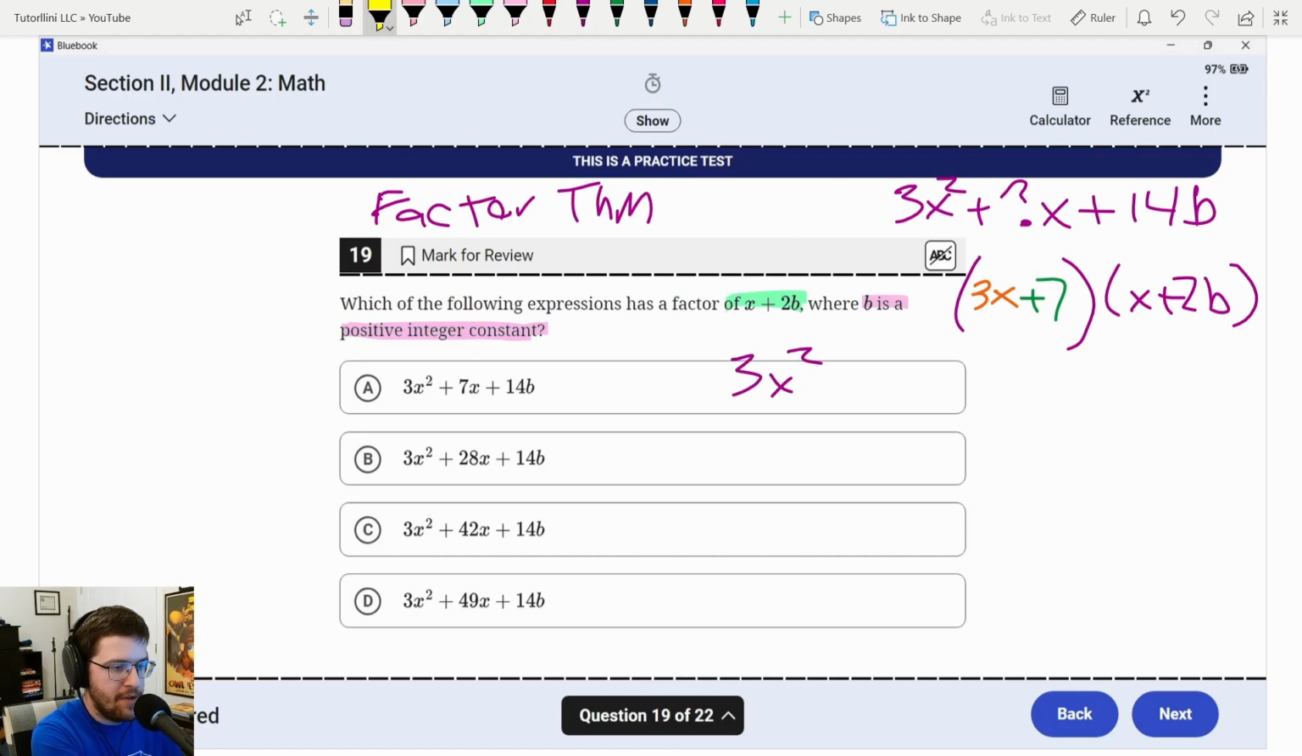And then outer is 3x times 2b, that's 6bx, so plus 6bx. Then we'll do inner plus 7 times x, so that's 7x. And then last, that is 7 times 2b, and that is 14b.